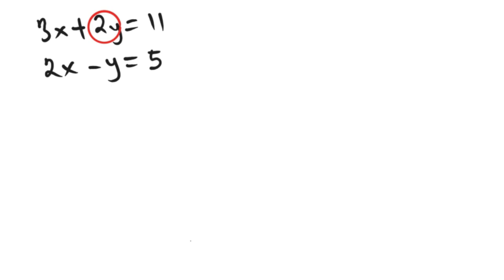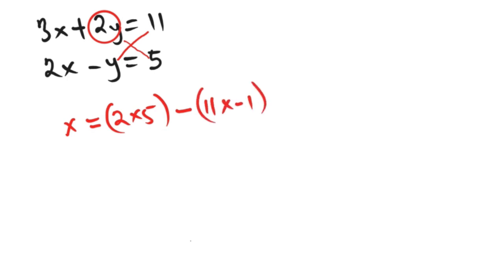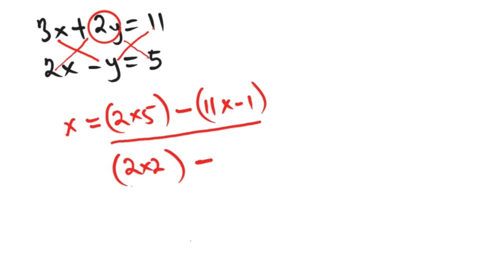So we cross multiply. This will multiply this, then this multiplies this. So our x will be equal to 2 times 5, then minus 11 times negative 1. Because you are cross multiplying, the 2 multiplies 5, and 11 multiplies the coefficient of the y here, which is negative 1. All over, still using our central number, we cross multiply. This multiplies this, and then this multiplies this. So we have 2 times 2, then minus 3 times negative 1.